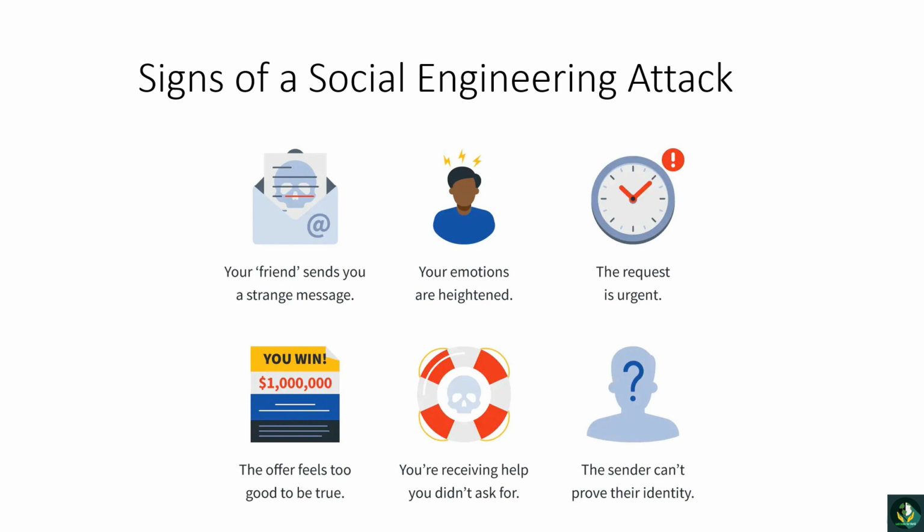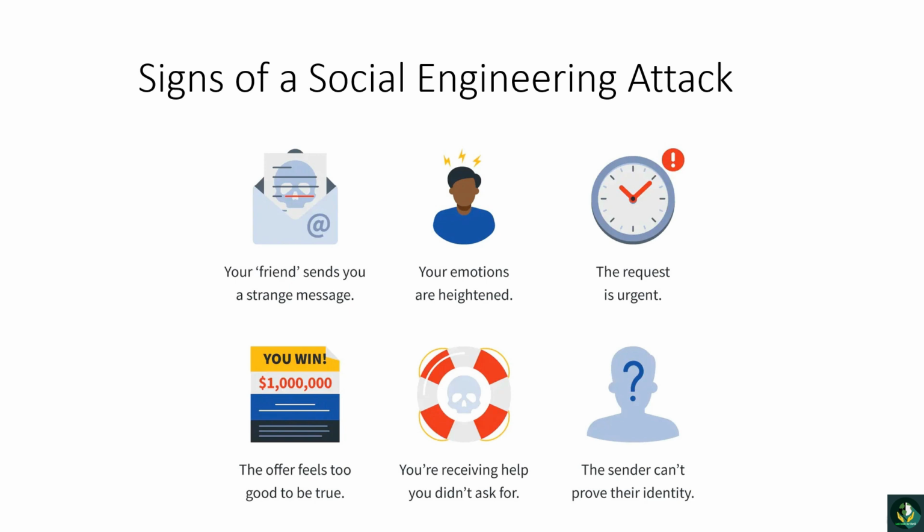Your friend sends you a strange message. Social engineers can pose as trusted individuals in your life, including a friend, boss, co-worker, even a banking institution, and send you a conspicuous or suspicious message containing a malicious link or download. Just remember, you know your friend best, and if they send you something unusual, ask them about it.